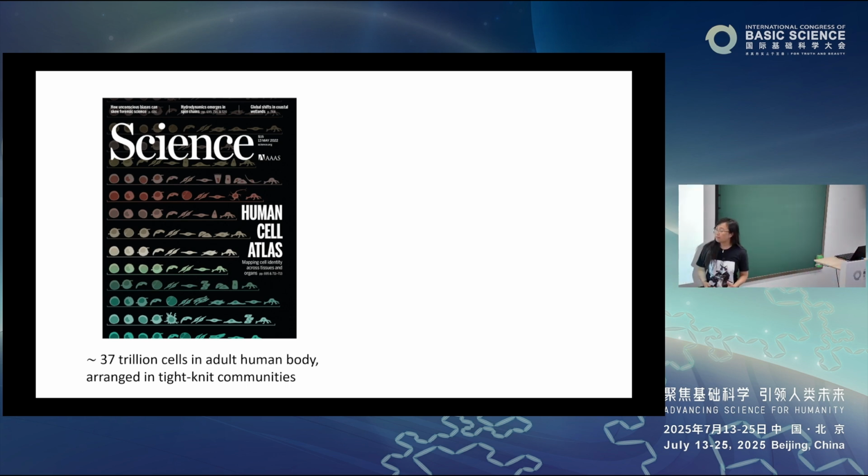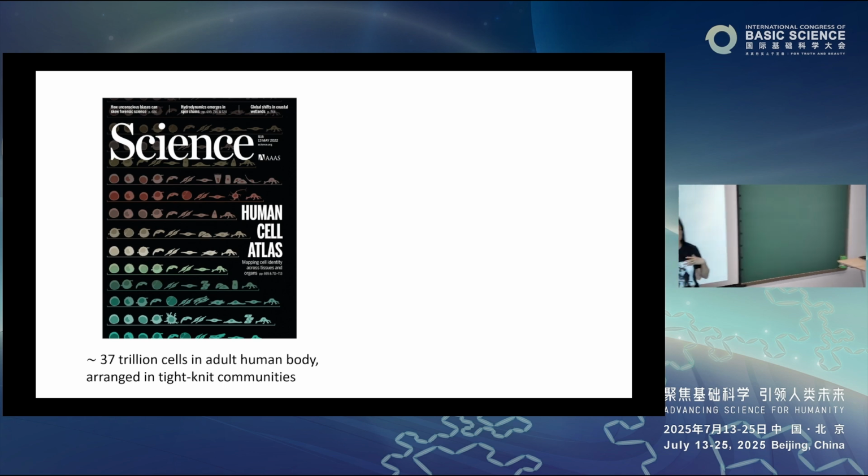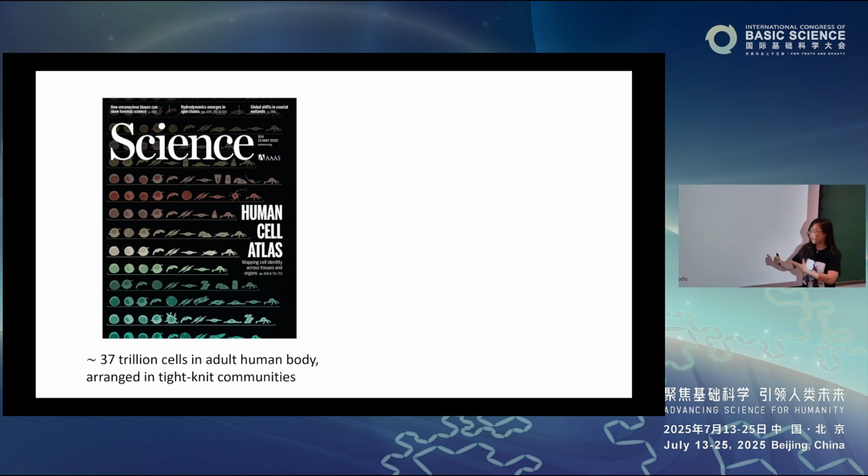So we now have practically single-cell atlases for every human organ, every model organism, as well as the different disease states of our human body. Out of the approximately 37 trillion cells in the adult human body, we now have a pretty good categorization of their states and their stable types.